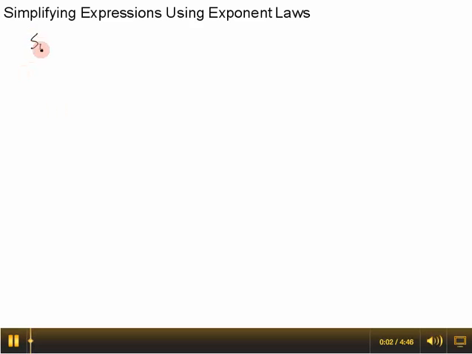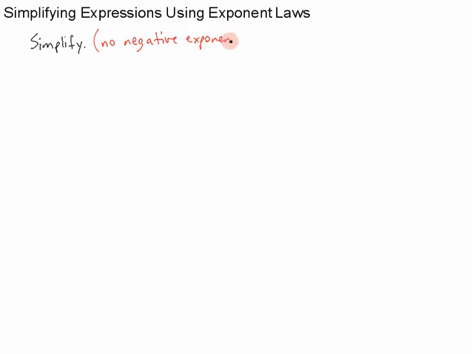Okay, so we look at simplifying expressions with multiple exponent laws, and I'll just mention that when you see the word simplify dealing with exponents, no negative exponents should be in your final answer. You can always make negative exponents positive exponents. So anytime you see simplify, you need to know that it means no negative exponents in your final answer.